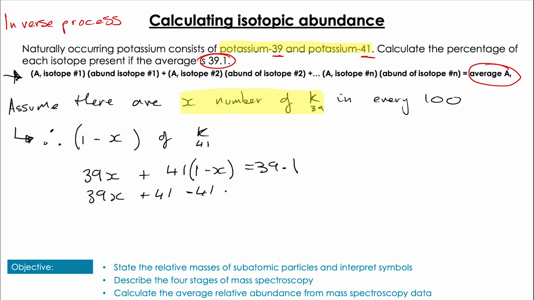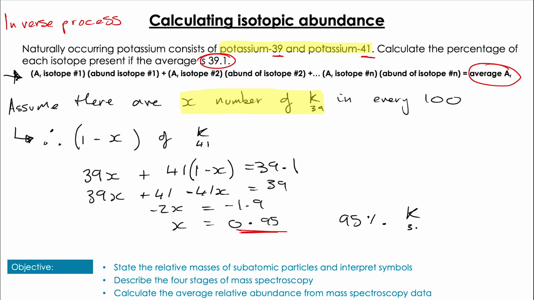We expand the brackets out to give us our X, and then we're just going to solve the equation for X, which is going to give us minus 2X equals minus 1.9. So X equals 0.95. So that means we get 95% abundance of our potassium-39. And we can also then put this value of X back into the 1 minus X expression to solve for potassium-41, which is going to give us 5% abundance for potassium-41.